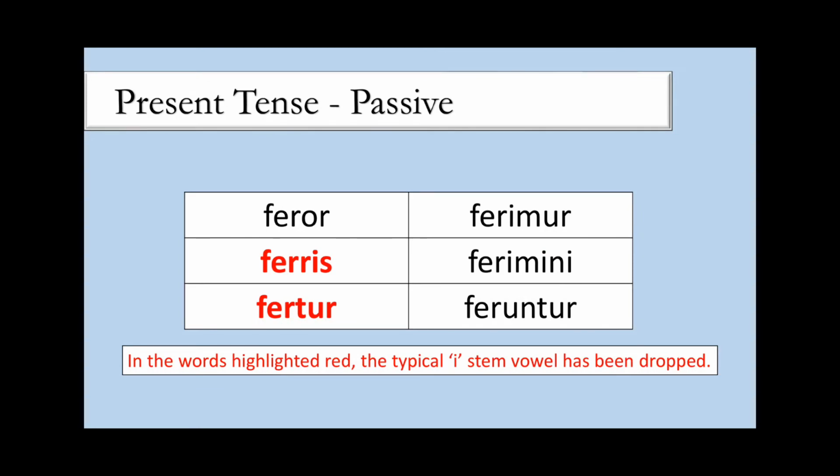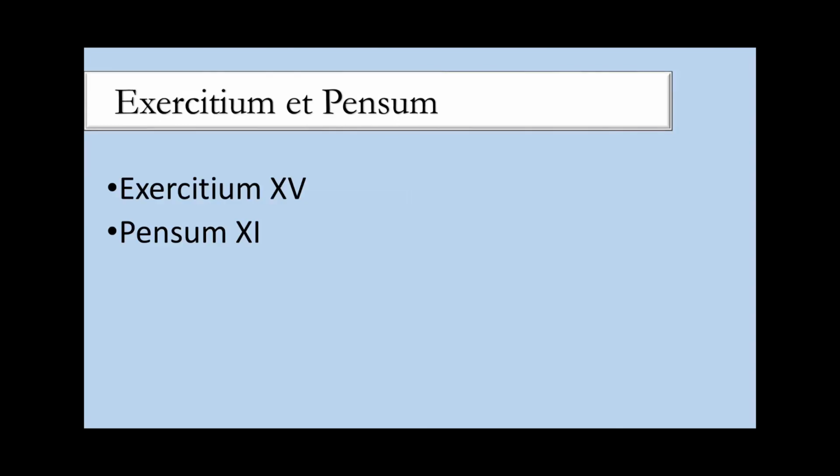The other 2 irregular forms are in the second and third person singular passive. These forms also drop the normal short I stem vowel and simply add the RIS and TUR endings directly to the stem. They are marked in red here. All other passive forms are normal and add the short I vowel stem throughout, changing it to U only before the NT in the third plural.